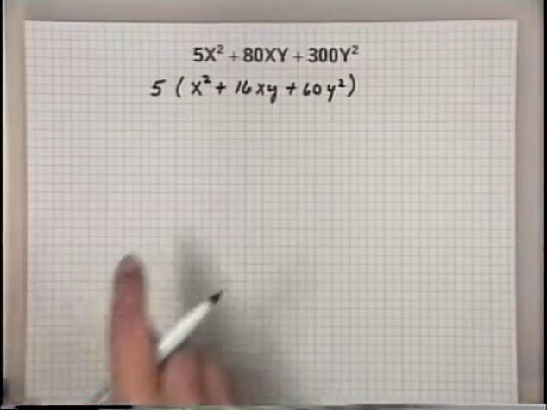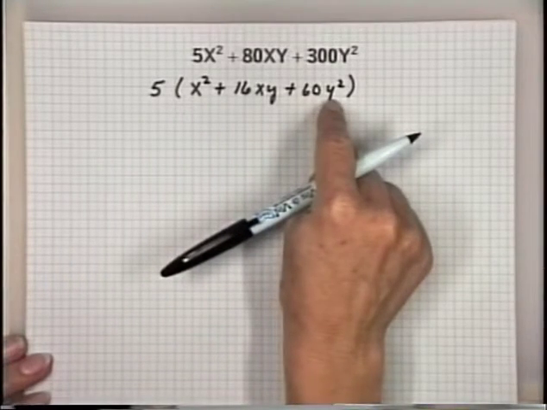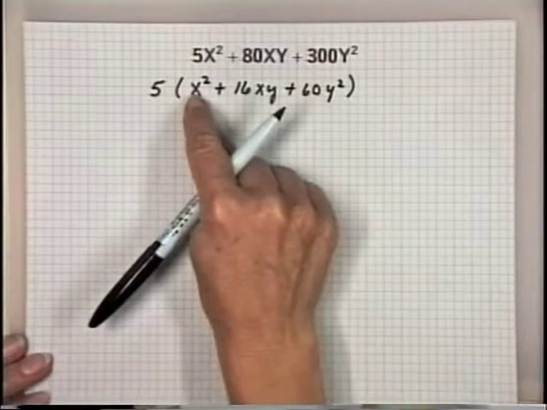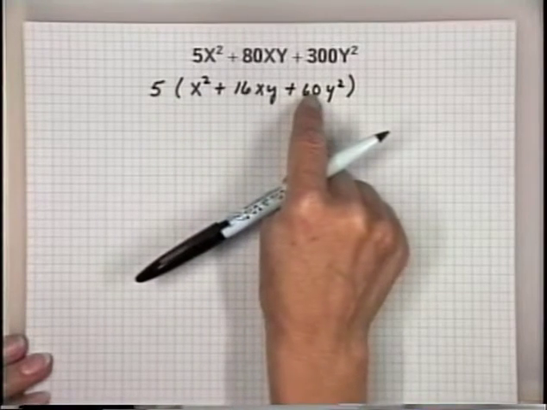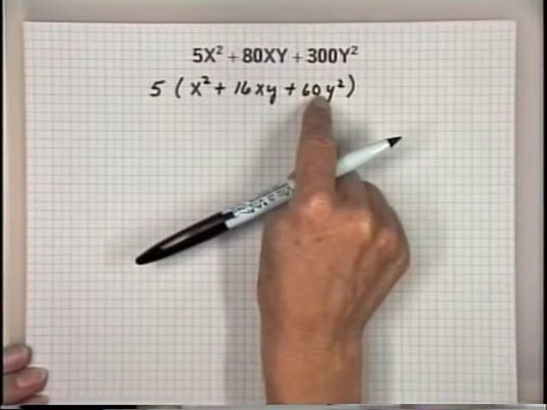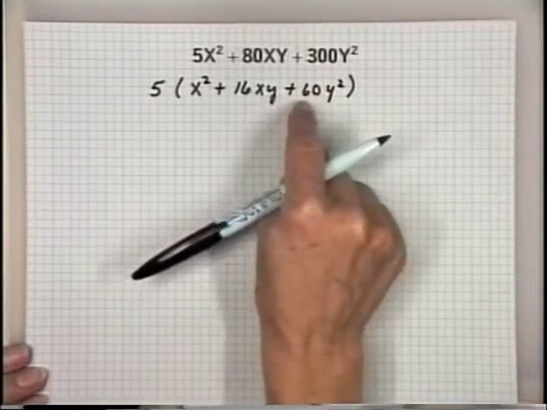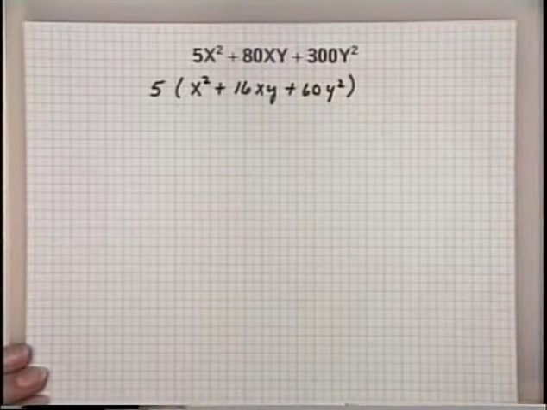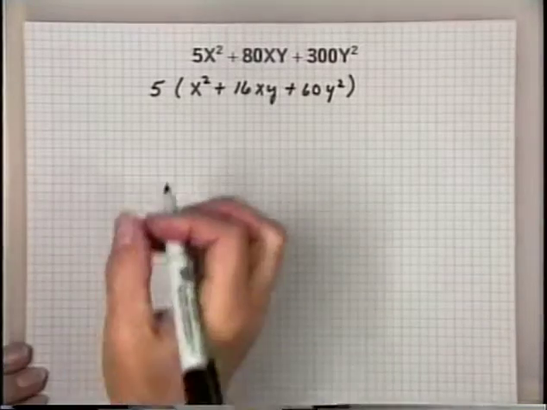Looking at my trinomial that I have here, could this be a perfect square trinomial? You'll notice the first term is okay, but look at your third term. 60 is not a perfect square, so we know right away that this is not a perfect square trinomial. So that tells me that I will need to just try guess and check using FOIL.